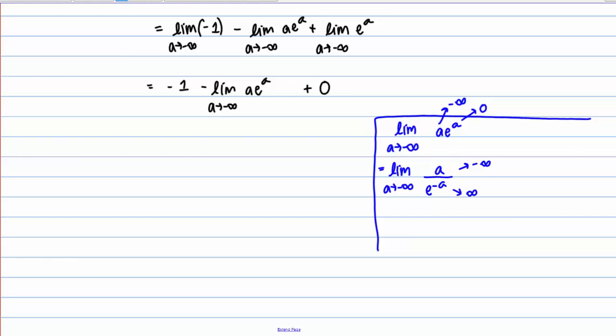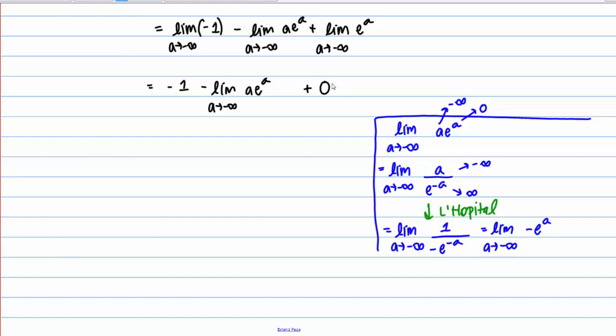Now, what L'Hopital's rule says we can do is say this is equivalent to the limit as a goes to negative infinity. And then what I'm going to do is take the derivative of the top and the bottom separately with respect to my variable a in this case. So if I take the derivative of the top, that's just going to give me 1. If I take the derivative of the bottom, that's going to give me negative e to the negative a. So then this becomes the limit as a goes to negative infinity of negative e to the a if I bring things back up to the numerator.